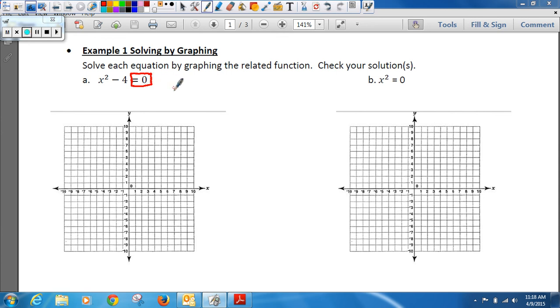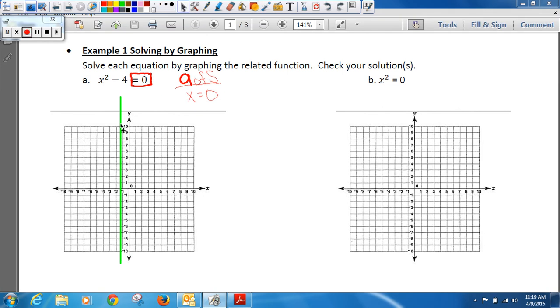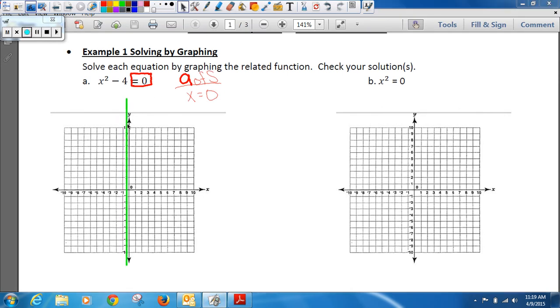So to graph these, just like last chapter, we're going to find the axis of symmetry with negative b over 2a. Since this doesn't have a b, our axis of symmetry is going to be x equals 0. So my x equals 0 line is going to be my axis of symmetry. Remember from the last section, that your vertex will always be on the axis of symmetry.